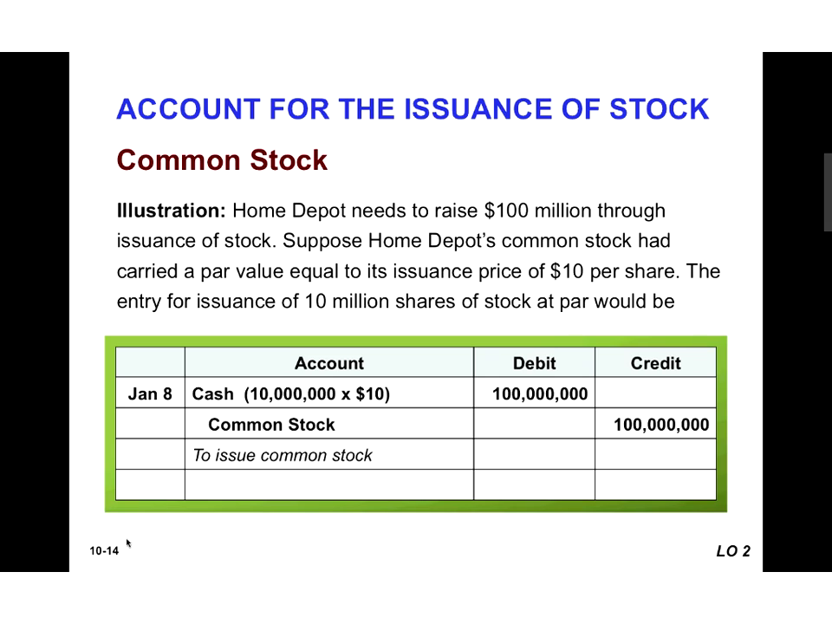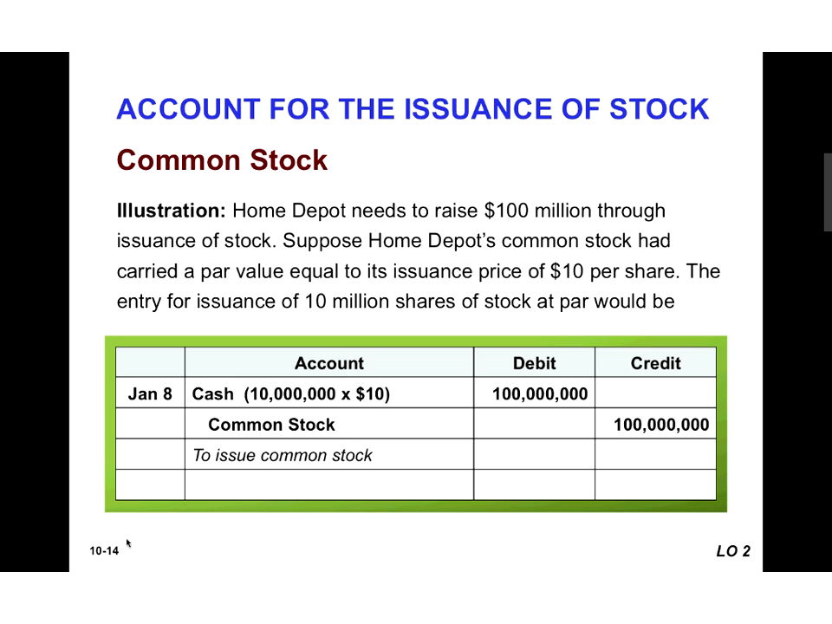Okay, so we have an example. Let's say Home Depot needs to raise $100 million through the issuance of stock, and common stock has a par value, in this case, equal to the issuance price. So we're issuing common stock for the par value. So in this really weird coincidence, the par value is $10, the market value is $10. So this is the simplest situation.